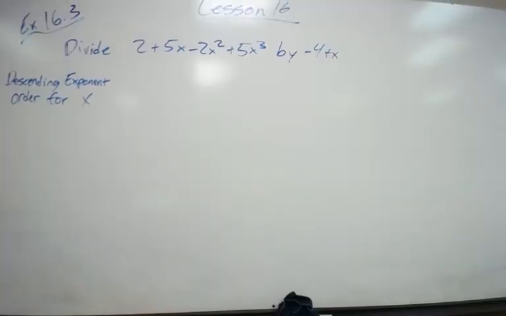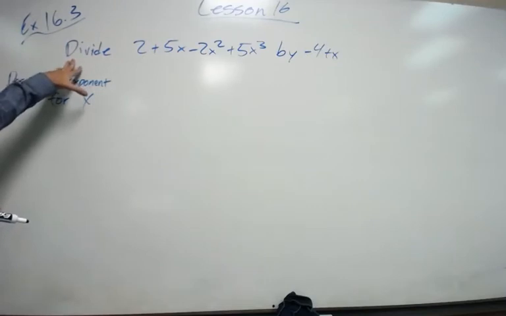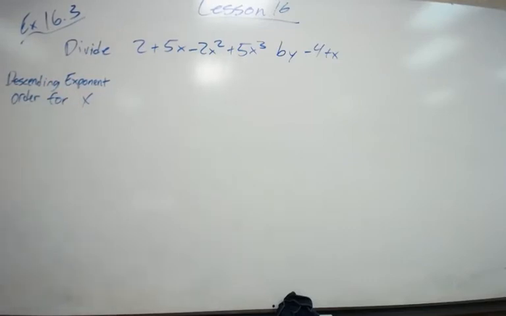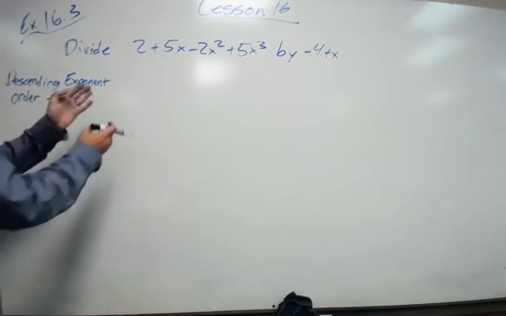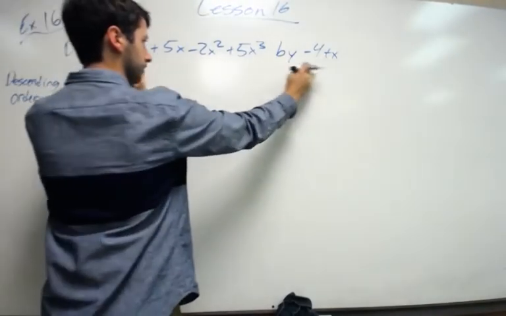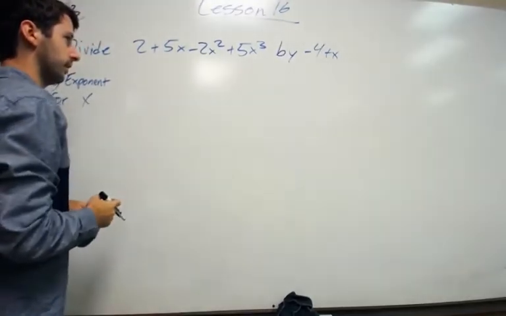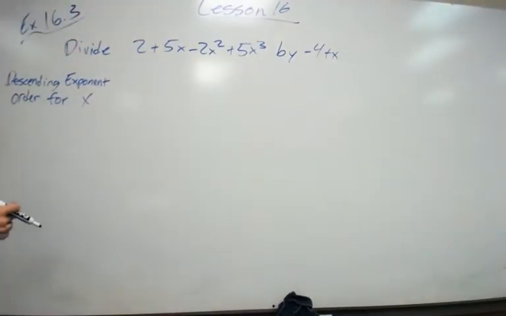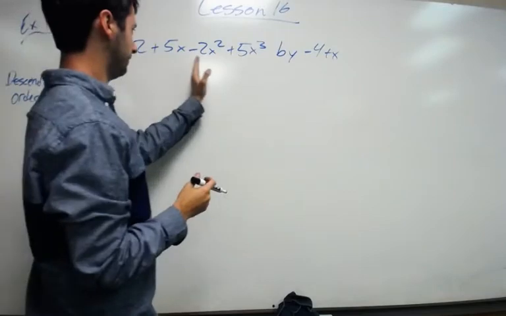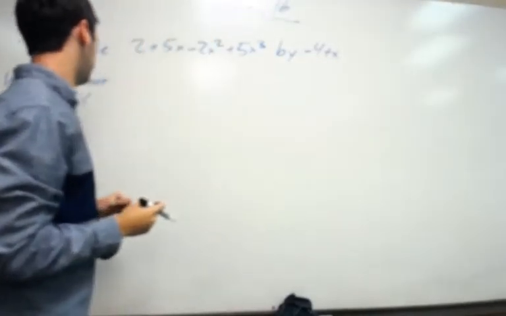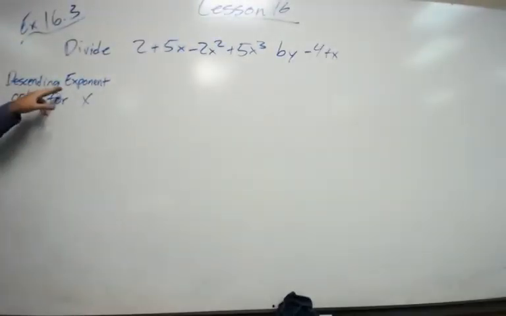16b, the second half of lesson 16. We just multiplied polynomials. Now we're going to divide polynomials. This can look intimidating, but it's really no big deal. It's not difficult. Just got to make sure you kind of stay focused in. How you divide these polynomials is, okay, we're given this to divide by negative 4 plus x. Well, what we need to do is rearrange this and this in descending exponent order for x.